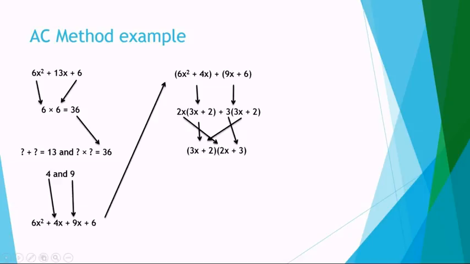And so this polynomial, 6x squared plus 13x plus 6, by using the AC method, we were able to factor it.